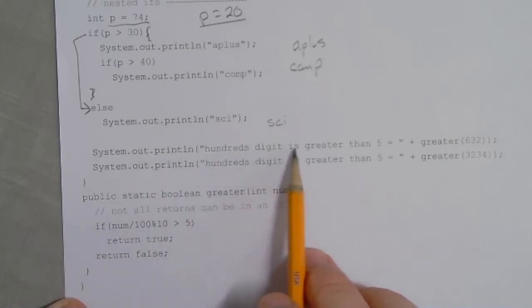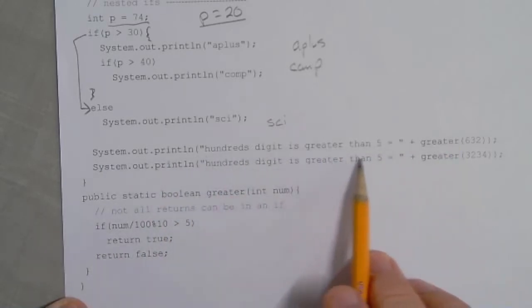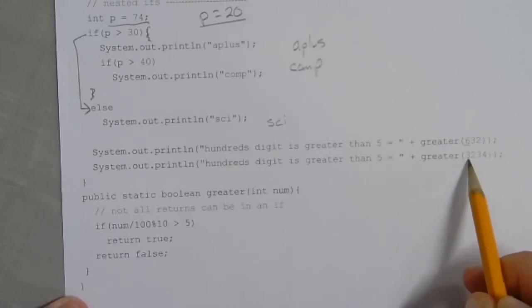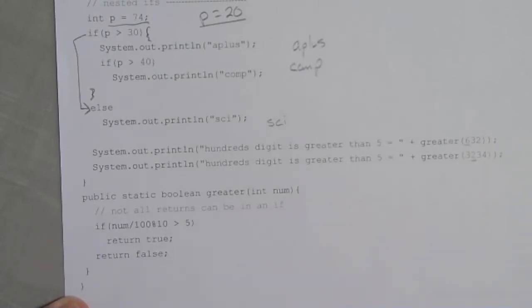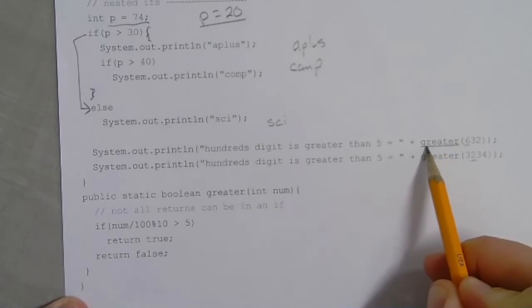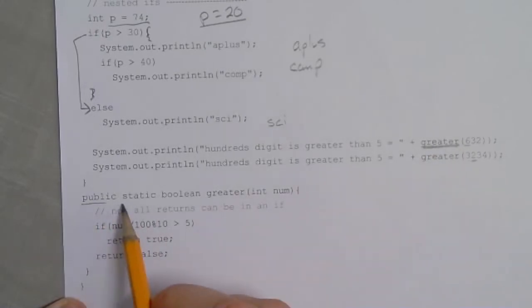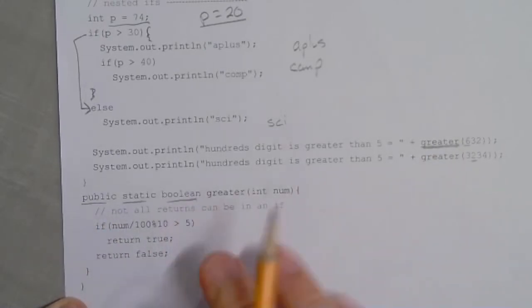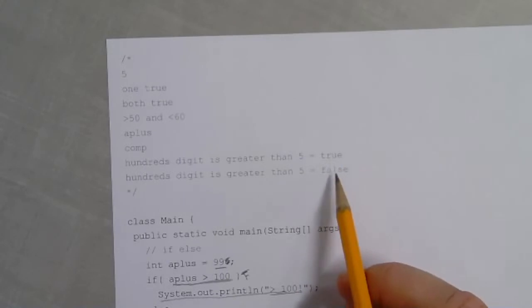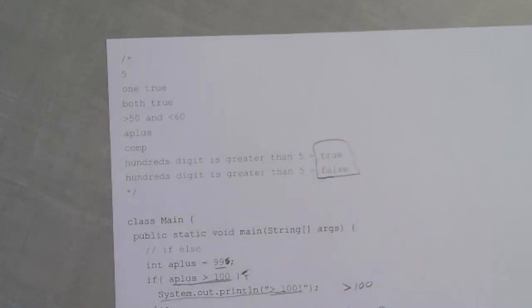Here we have hundreds digit is greater than 5, hundreds digit is greater than 5. So it should print true, and then this would print false. It would print true and false. So this is a static method, greater. And we have public static boolean. We're returning a boolean, true or false. Now, how would you know that? Well, here's the output right here. So true and false right there. So this suggests that this is returning a boolean value. I give the hint in the output.